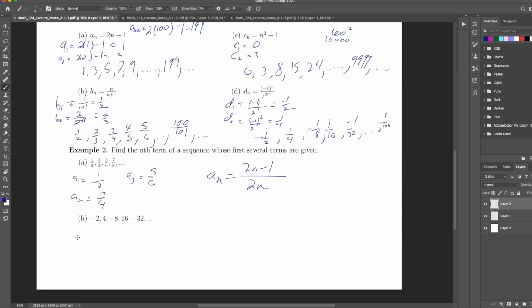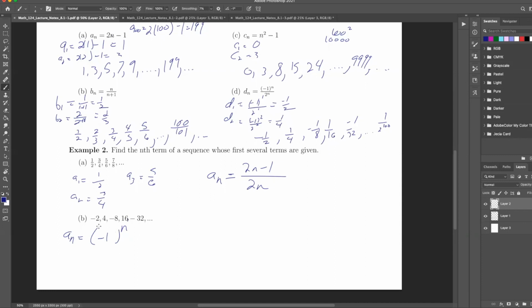Here we have an alternating sequence, and it starts negative. And so here, you know that a to the n has some sort of (-1) to the n power. So notice how it's negative, and then positive, then negative, then positive, then negative. And so in this case, we use this.